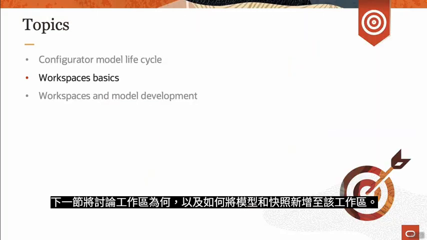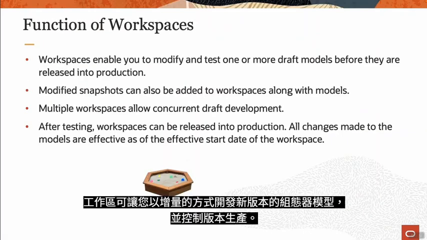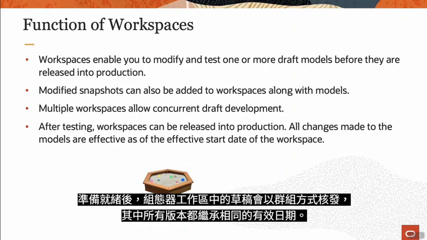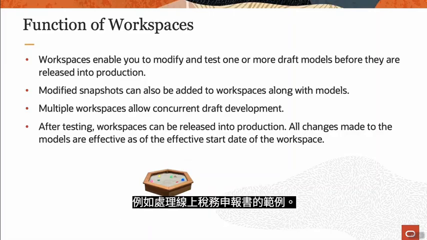Our next section discusses what a workspace is and how models and snapshots can be added to that workspace. Workspaces enable you to develop new versions of configurator models in an incremental manner and control the release into production. The configurator workspace allows draft models to be edited together and tested as a group without affecting the definition of production data. When ready, the drafts in the configurator workspace are released as a group with all versions inheriting the same effectivity date. Consider the example of working on an online tax return.